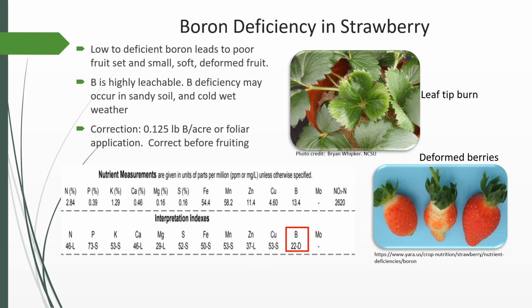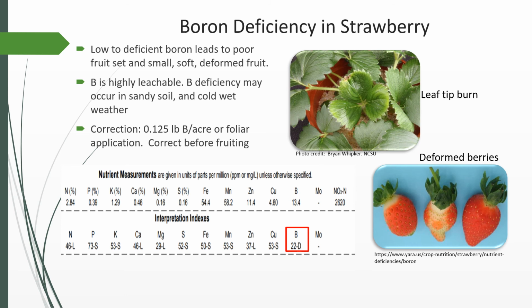So how do boron deficiency symptoms first appear in strawberries? Boron deficiency first appears as leaf tip burn around the edges of the leaves as shown in the picture on the top right. As boron deficiency advances, this can lead to poor fruit set and small, soft, deformed fruit as shown by the deformed berries in the picture on the bottom right. Boron is highly leachable, and boron deficiency may occur in sandy soil and cold, wet weather. As you can see in the report below, boron is deficient at an index of 22.